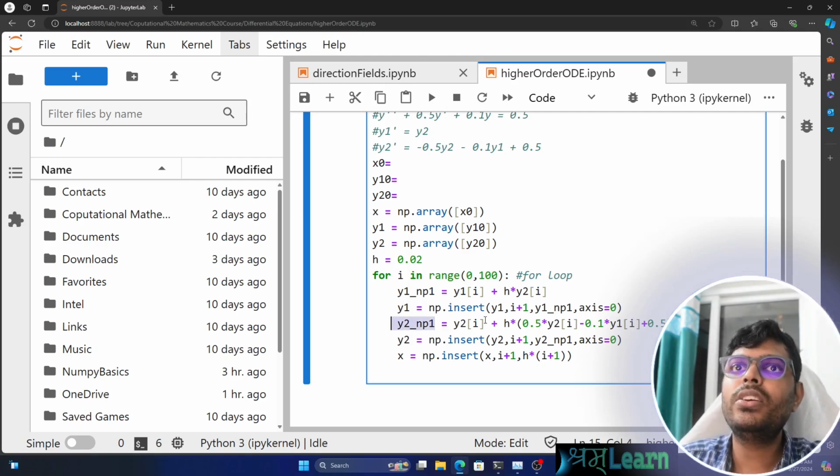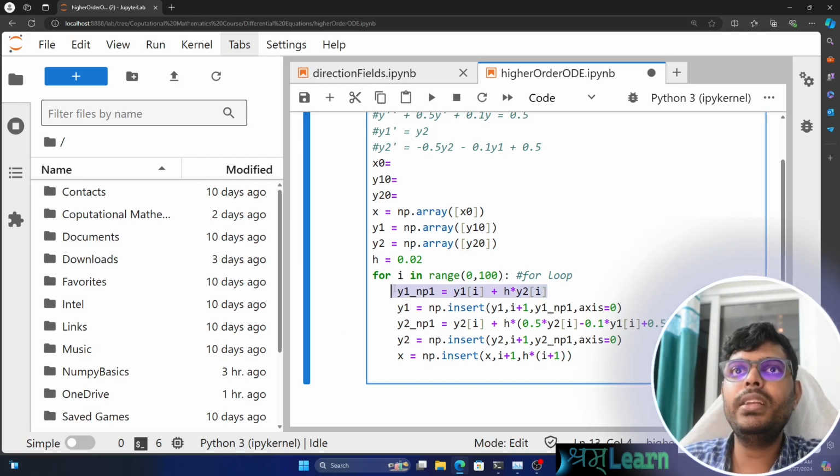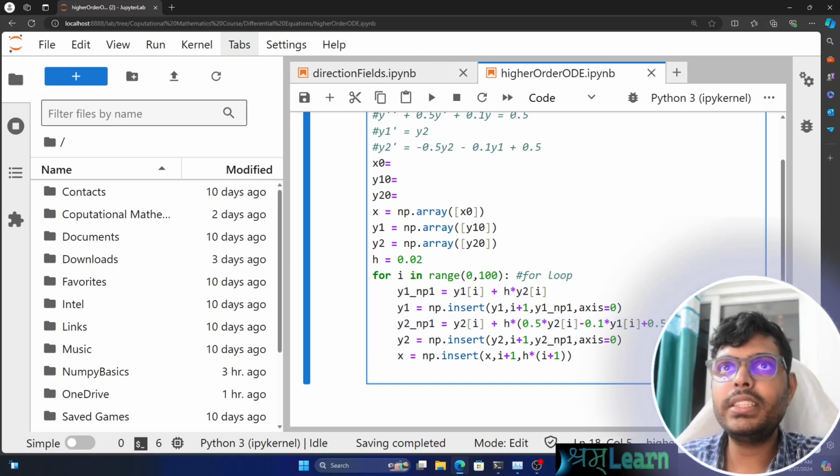ओके, तो y2 एरे का फर्स्ट एलिमेंट मिल गया, y1 एरे का फर्स्ट एलिमेंट मिल गया, ओके, विद द हेल्प ऑफ 0th एलिमेंट. तो y1 एरे का second element will depend on y2 array ka first element, which we have computed on the last step, and that we can get from this statement. So this depends on the last computation of this. So that was pretty much it.